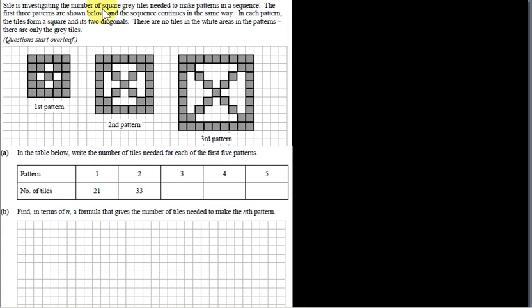Sheila is investigating the number of square grey tiles needed to make patterns in a sequence. The first three patterns are shown below, and the sequence continues in the same way. In each pattern, the tiles form a square and its two diagonals. There are no tiles in the white areas in the patterns. There are only the grey tiles. In the table below, write the number of tiles needed for each of the first 5 patterns.